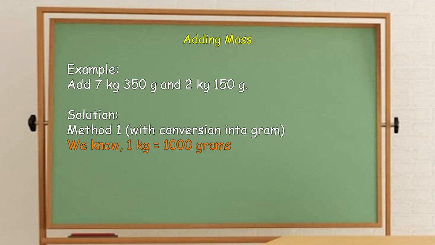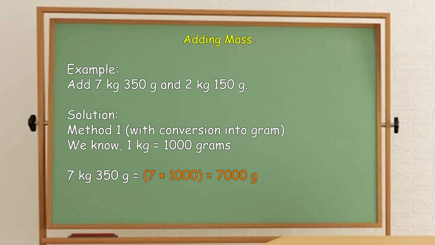So we have 7 kilograms, 350 grams. So let's convert the kilograms into grams first. To do this, we multiply 7 by 1,000. Okay, this would give us 7,000, and to 7,000 we're going to add the 350 grams. When we add those two, we have 7,350 grams.